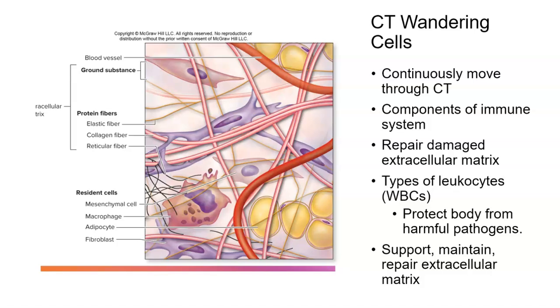And these are primarily, as I mentioned, your leukocytes, your white blood cells. So they're out there to roam around and find things that can cause you harm. And then what do? Work to destroy it.